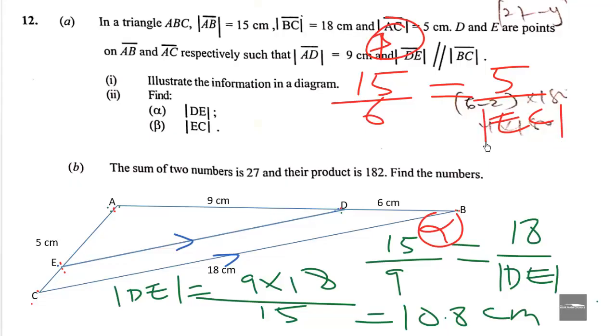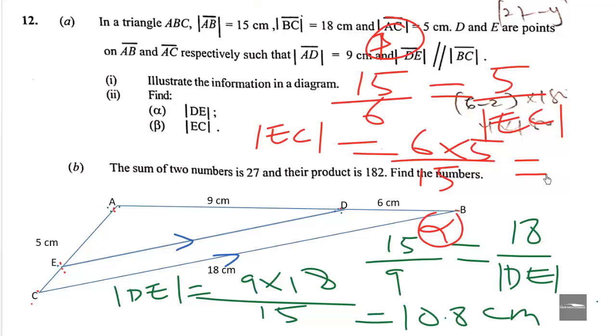So we can cross multiply, we get 15 EC is equal to 6 times 5. Then we divide through by 15. This will simplify to 2 because 5 will go into 15 3 times, 3 will go into 6 2 times. So, EC is 2 centimeters.